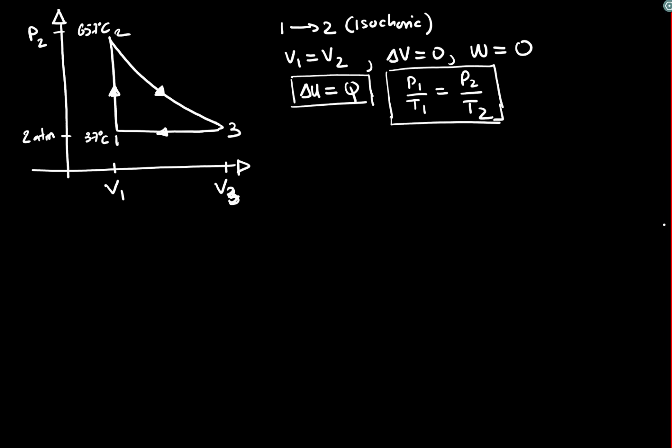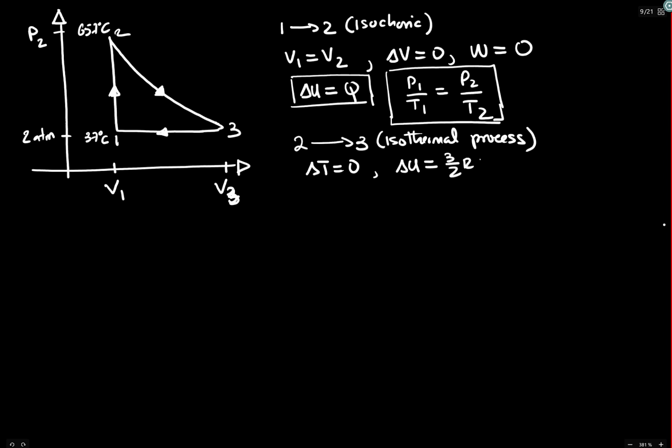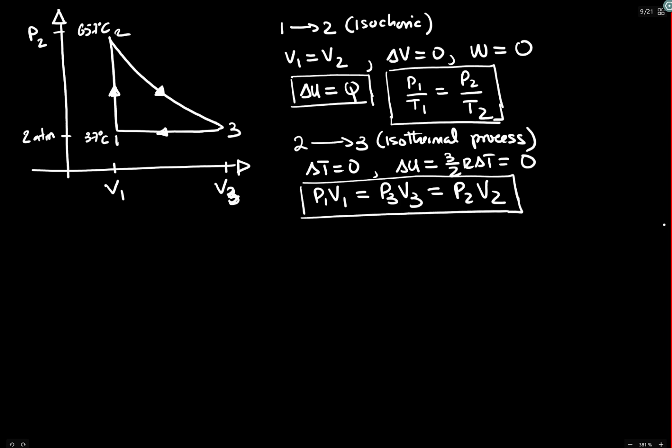Now, similarly, process 2 to 3 is an isothermal process. Essentially, this means that there is no change in temperature. Delta T is zero, which means that there is no change in the internal energy, because for an ideal gas, delta U is proportional to delta T. This will be zero. And if delta T is equal to zero, then P1 V1 is equal to P3 V3, which is the same as P2 V2. It's important you remember this. And essentially, this is Boyle's law.